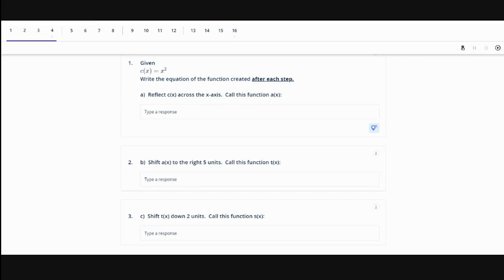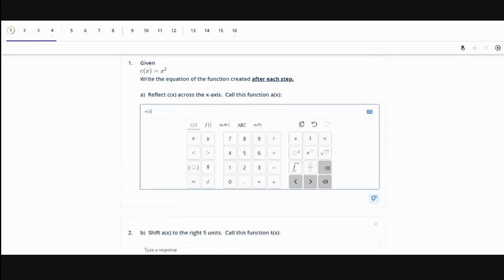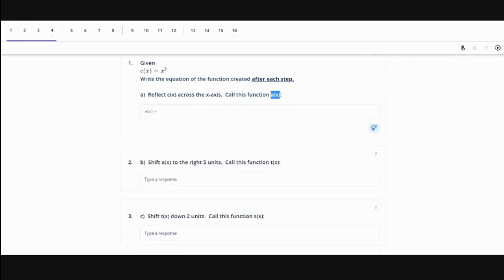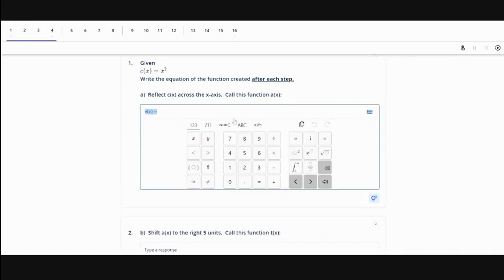All right. Right now, this is the origin of 0, 0. We just want you to reflect that and then call it A of x. So when you're doing a response for this, your response would be A of x equals, because I told you to call it A of x. I told you what to name the function. So you would put A of x equals as part of your answer, and then put whatever equation would reflect that over the x-axis.